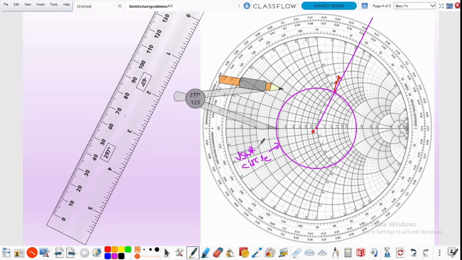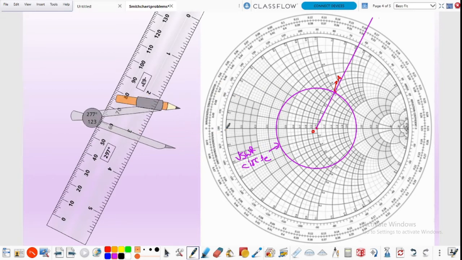This circle cuts the real axis, that is the horizontal axis, at 2 points. The point of intersection to the right of the center indicates the VSWR value. And next, draw the line OA, from the origin point through point A, and extend it up to the periphery of the Smith chart at point A dash. This extended line cuts here.